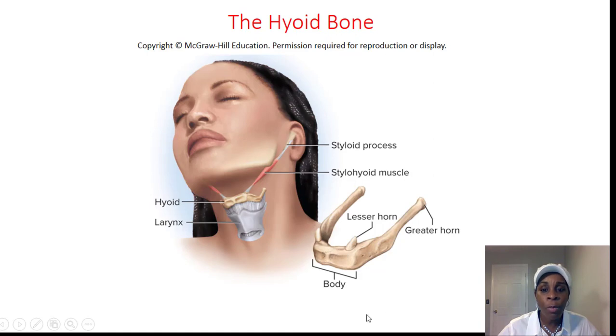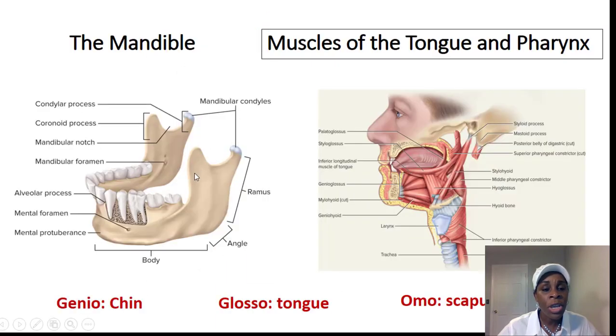Here we see the hyoid bone. It's the bone along in the neck. And one thing here, you see the stylohyoid muscle. It is the muscle that connects the styloid to the hyoid. Then here, if you compare the mandible to the muscle of the tongue and pharynx, you see now that the muscle of the tongue and pharynx is actually on your mandible.